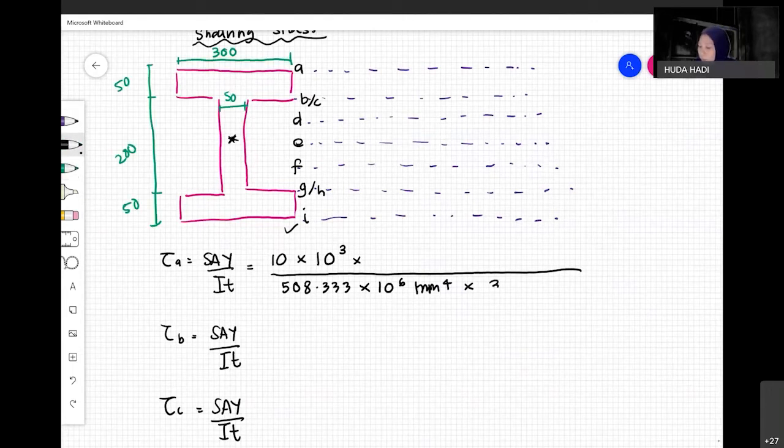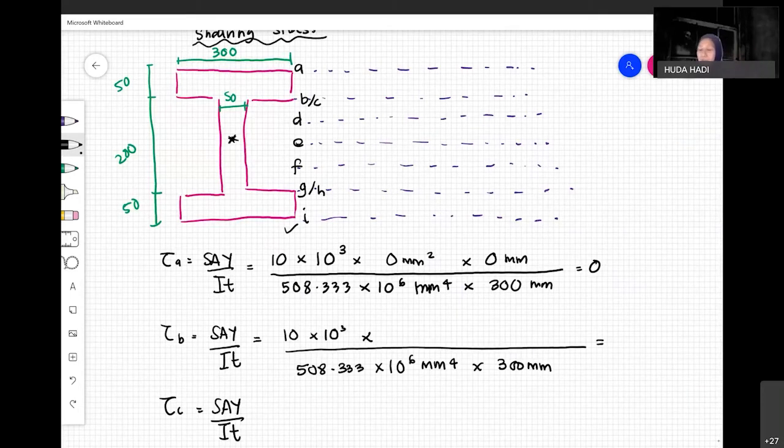Sebab you tengah tengok untuk point A. So area above A. So there is no beam at all. Area above A tak ada beam. So area dia akan jadi 0 millimeter square lah. Tak ada area. And then since tak ada area, so there is no distance from the centroid of area above A to the centroid semua. Sebab area pun tak ada. So kosong lah juga. Okay. You dapat kosong.